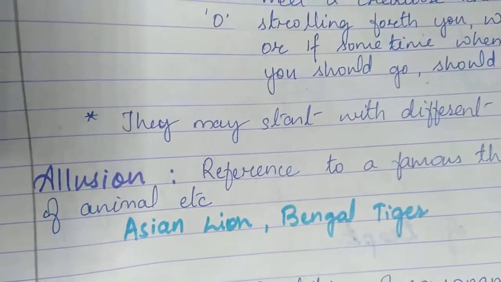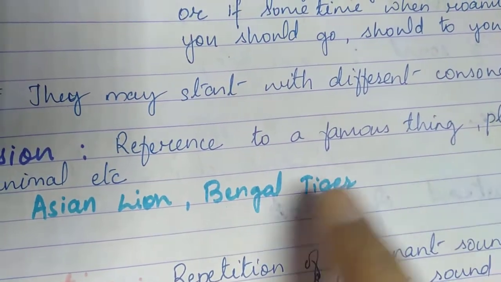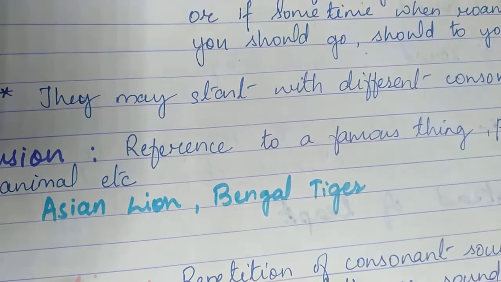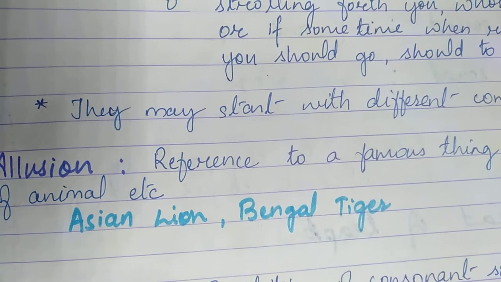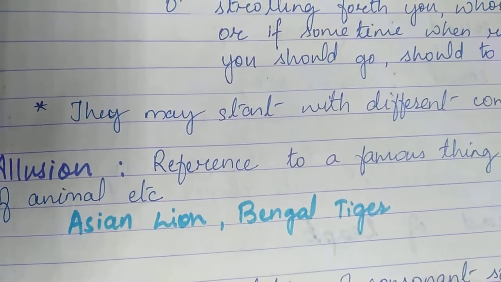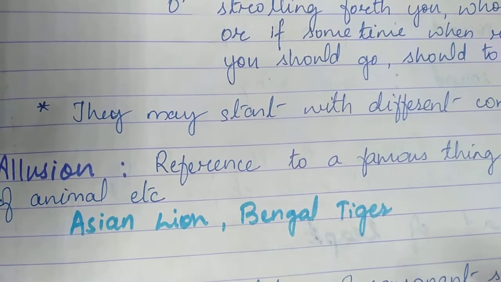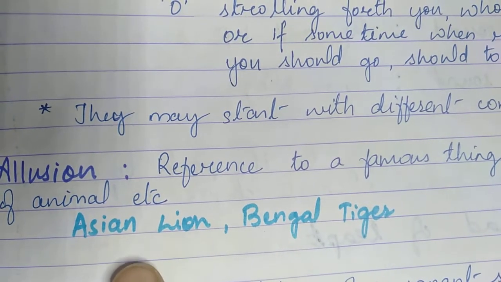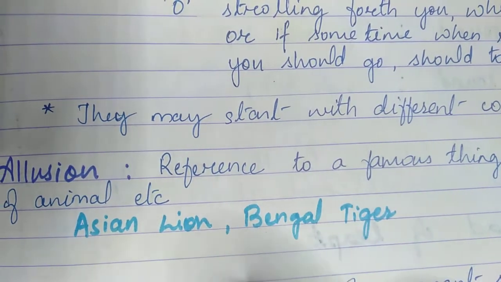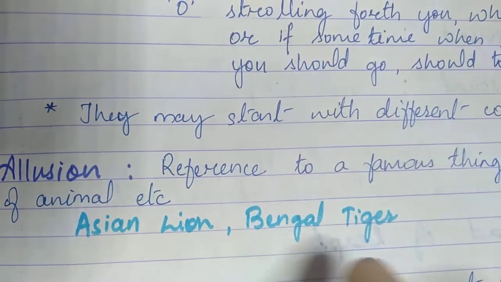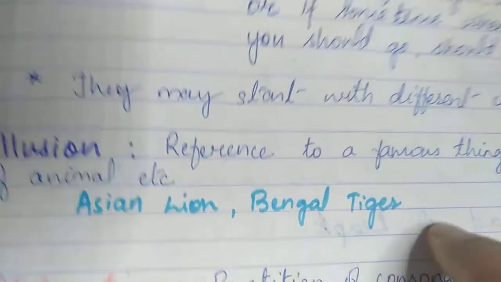Next is allusion. Allusion is reference to a famous thing, place, species of animal, etc. So in the poem, when in between the lines there is a reference to some famous thing or place or species of animal, then it is an example of allusion. Like you can see "Asian lion, Bengal tiger." In the poem, these two have been used. There is a reference to Asian lion and Bengal tiger. So this is an example of allusion.